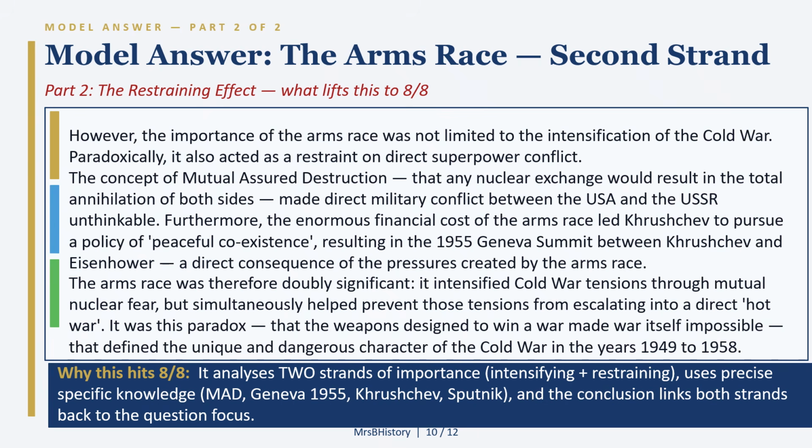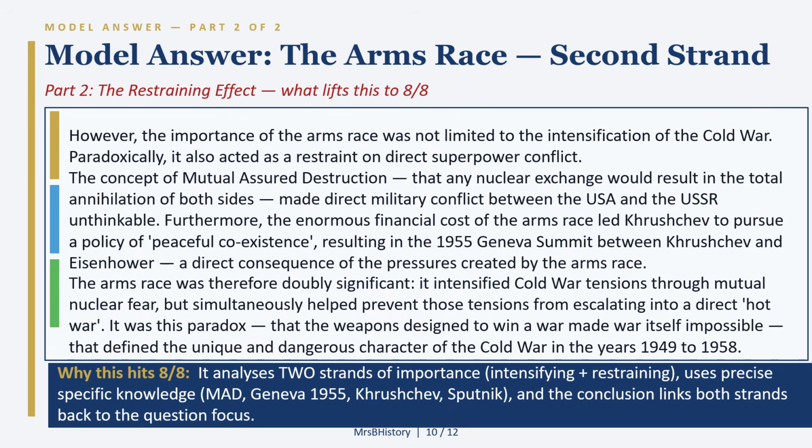Now, you could also add a couple of words in conclusion. The arms race was therefore doubly significant. It intensified Cold War tensions through mutual nuclear fear, but simultaneously helped to prevent those tensions from escalating into a direct hot war. It was this paradox, that the weapons designed to win a war made war itself impossible, that defined the unique and dangerous character of the Cold War in the years 1949 to 1958. That's your closing part of the paragraph.